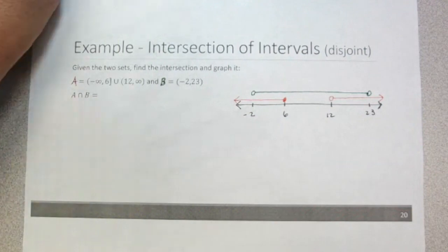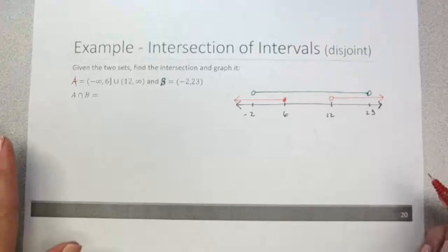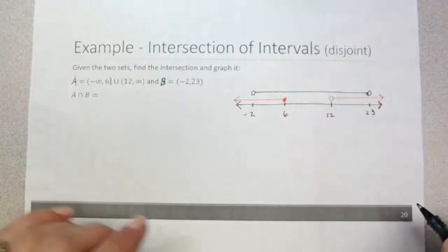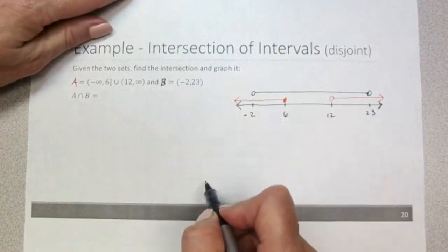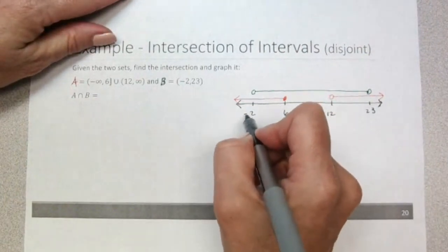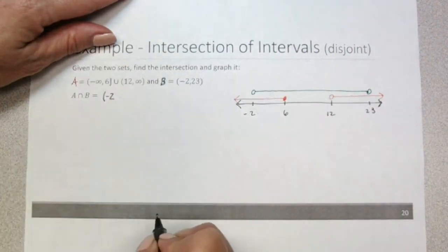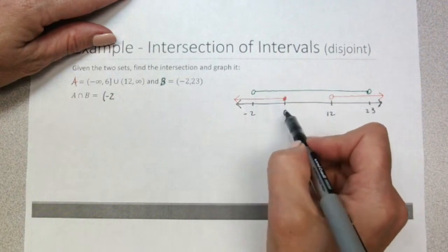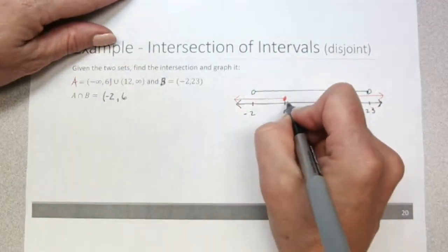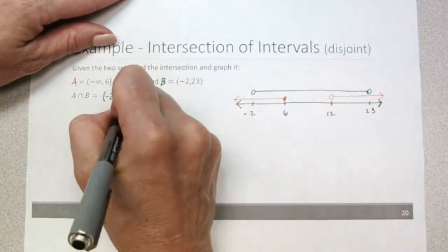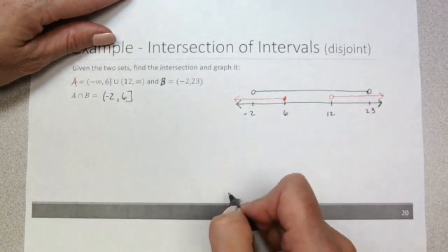So there's my graph. The red one is set A, the green one is set B. Where do they intersect? They intersect everywhere that there's two lines, right? Where the elements are in both sets. So let's see, it looks like we have to start at -2, but we have to exclude that -2. So let's open it at -2. And we can go all the way to 6. We have both lines, right? Or the elements are in both sets up till 6, closed at 6. Because of course 6 is in set B and in set A.